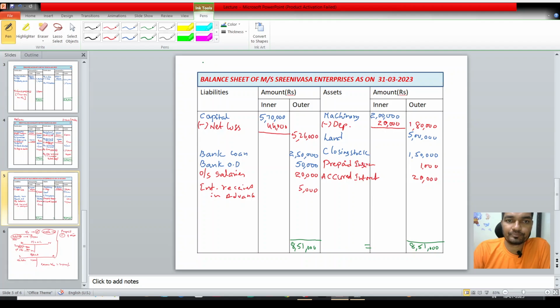The total capital plus liabilities must be equal to the total assets of the company as per the accounting equation. So we have got 8,51,000. We have done the correct procedure, and this is the way we need to solve the final accounts. In the next class we are going to discuss one more sum under the final accounts using different adjustments. Thank you all.